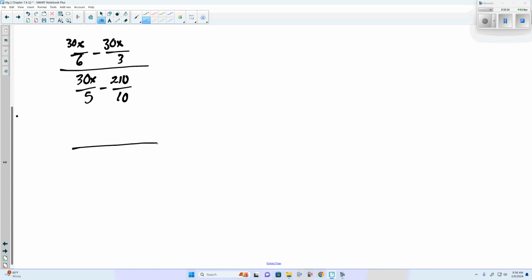Now we need to simplify. 30x over 6. 30 divided by 6 is 5, and we have our x, so 5x, minus 30x divided by 3 is 10x. Denominator, 30x divided by 5 is 6x, minus 210 divided by 10 is 21.